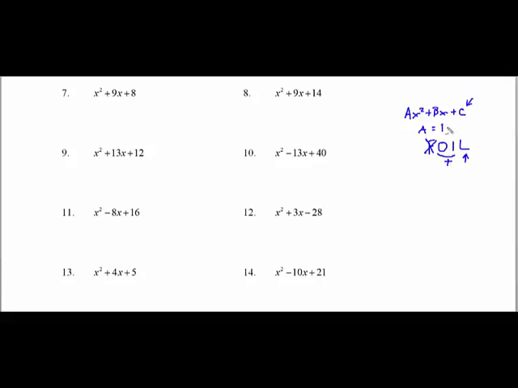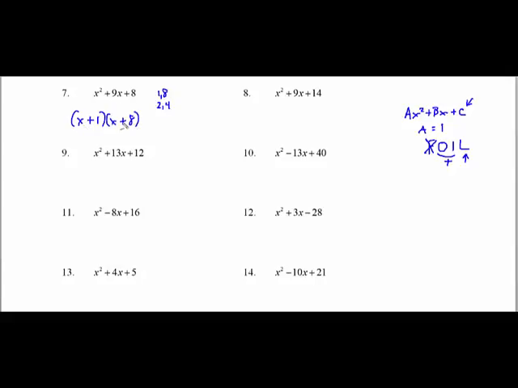So that's the pattern. So if we look over here and say, okay, what two numbers multiply to make 8 and add to make 9? Now there's a couple that actually multiply to make 8, which is 1 and 8, and also 2 and 4. But only one of these pairs adds to make 9, and that would be 1 and 8. So the factored form would be x plus 1 and then x plus 8. And that would be my factored form for this problem.